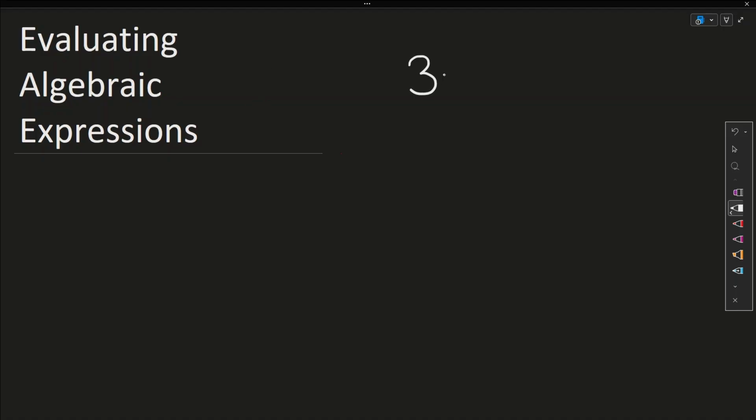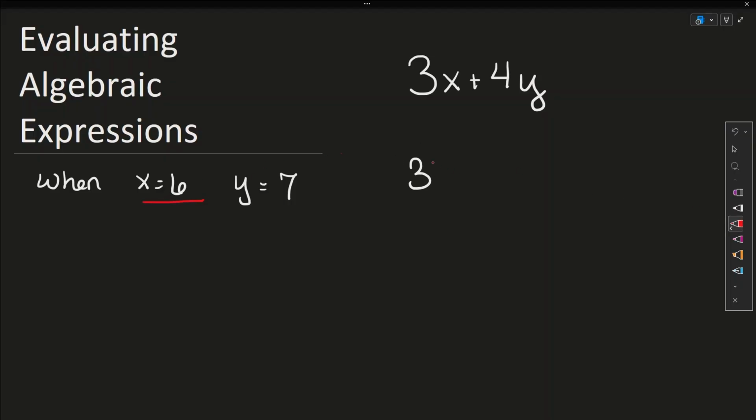Let's start with 3x plus 4y. And we want to evaluate this when x is equal to 6 and y is equal to 7. So we change the x to a 6. So 3 times 6 plus 4 times, and then we change the y to a 7. 4 times 7.